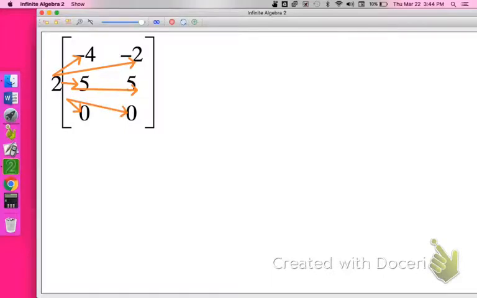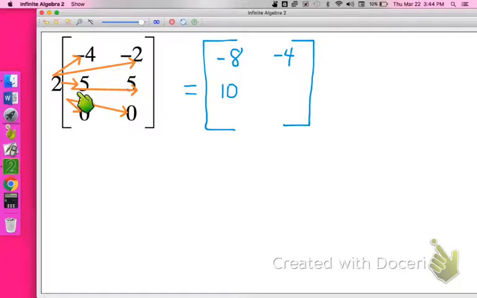So I'm going to create a matrix skeleton, and that's my skeleton. And I'm just going to replace those numbers with their equivalencies. So 2 times negative 4 is negative 8. And 2 times negative 2 is negative 4. And 2 times 5, and 2 times 5 again is going to give us a set of 10s. And 2 times 0 and 2 times 0 is going to give us a set of zeros. And that's it. It's so simple. Don't you wish math was always this simple?